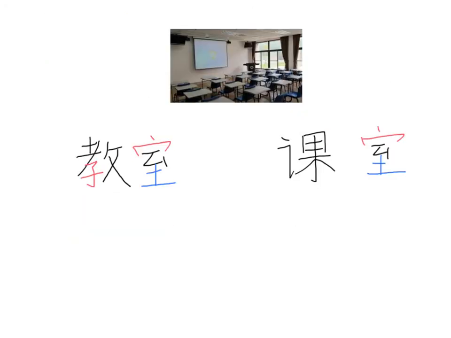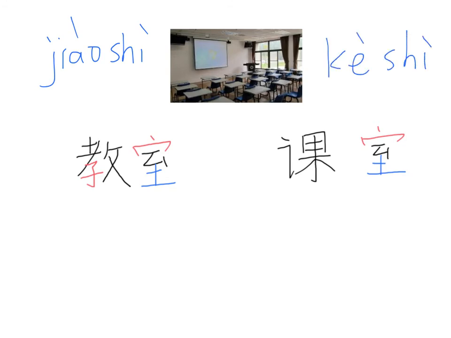So there are two ways to say classroom. One is 教室. The other one we didn't focus on learning in this lesson so far. It's 课室. However, it's easy to pick up because this 课 is what we just learned from 课本. 课 means lesson. So 课室, lesson room.